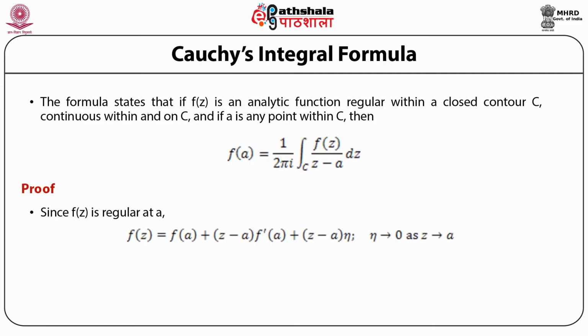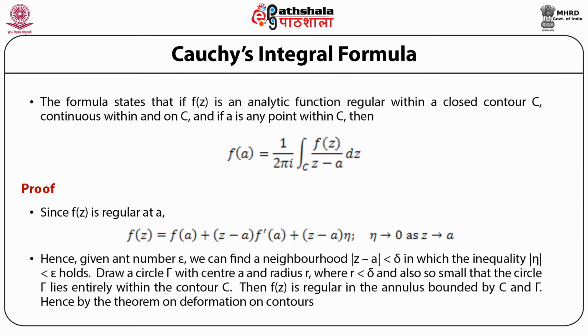Now let us see its proof. Since f(z) is regular at a, f(z) equals f(a) plus (z − a) f'(a) plus (z − a) η, where η tends to 0 as z tends to a. Hence, given any number ε, we can find a neighborhood |z − a| < δ in which the inequality |η| < ε holds. Now draw a circle τ with center a and radius r, where r is less than δ and also so small that the circle τ lies entirely within the contour C.